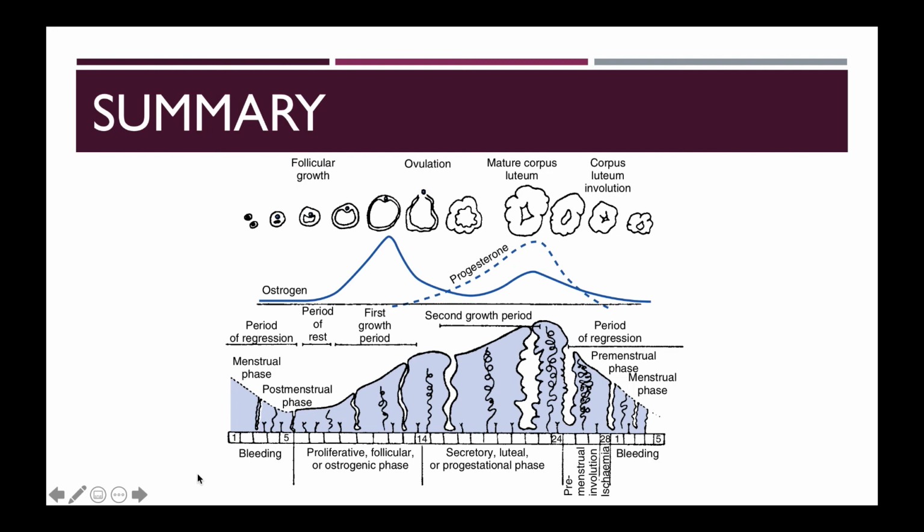So that's it for my lecture. In summary, we have talked about the different phases of the menstrual cycle. The first half of the menstrual cycle is what we call the proliferative or follicular phase, and this is where mainly follicular growth happens. The predominant hormone during the first half of the menstrual cycle is estrogen. The second half of the menstrual cycle is what we call the secretory or luteal phase, and this is where the corpus luteum is formed. Since it produces progesterone, progesterone is the predominant hormone during this second half of the cycle.